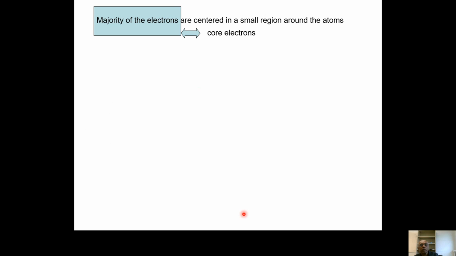Okay, so one important thing is, most of the electrons in an atom are centered in a small region around the atom, right? So that means mostly we have to consider scattering coming from the core electrons, not the valence electrons. They are more spread out. So we need to mostly consider the scattering coming from the electrons closer to the nucleus. That means we can consider the scattering from valence electrons pretty negligible.